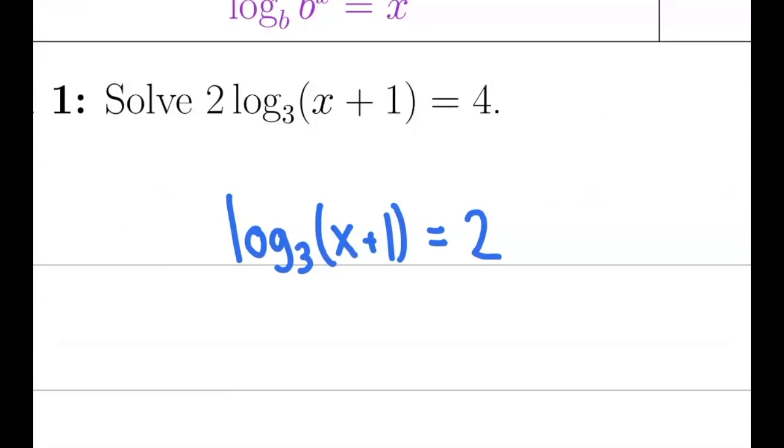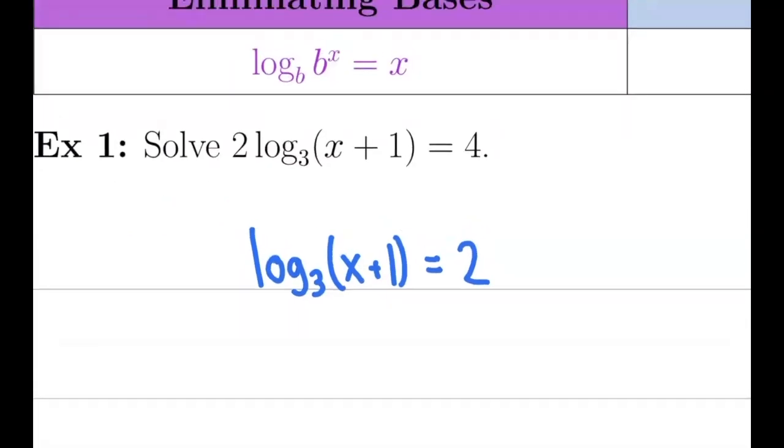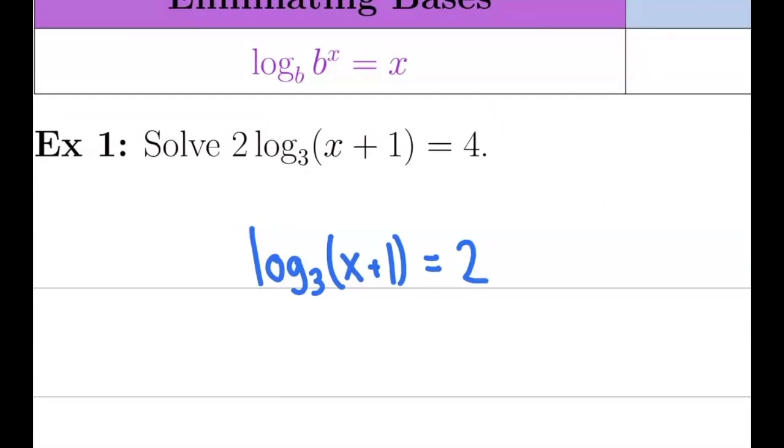Just to trip people up, some people start using their log properties. Some people get that 2 and they make it the exponent, which is valid, but it's going to make the problem longer to solve. It's going to make it more difficult. So I purposely put that 2 in there just to emphasize that you should not be using the power property of logarithms here. We have to just divide by 2, and that'll make our lives much easier. Great question. I'm going to talk about the log properties after this problem.